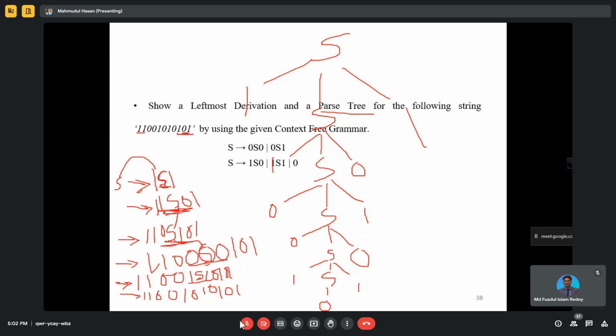So when derivation is done, it is very easy to draw the parse tree. Just you need to replace. Just replace. And the replace actually is already in the derivation. So it is very easy to draw the parse tree.